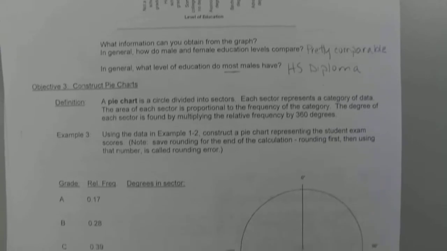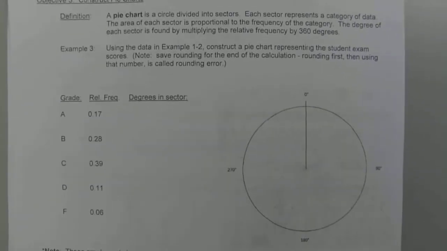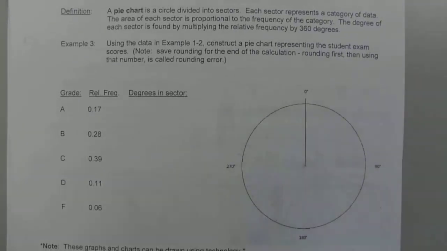Okay. Let's look at the last chart or graph that we're going to deal with. Pie chart, we've been talking about pie charts since I don't know when. A pie chart's a circle divided into sectors where each sector represents a category of the data. So each slice of the pie is the qualitative data that you gathered. The area of each sector is supposed to be proportionate to the frequency.